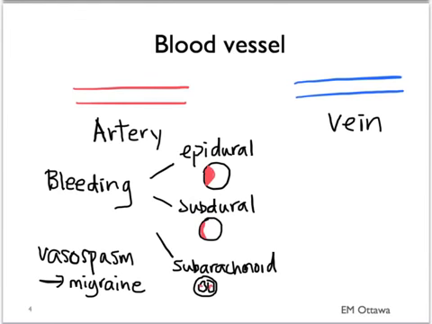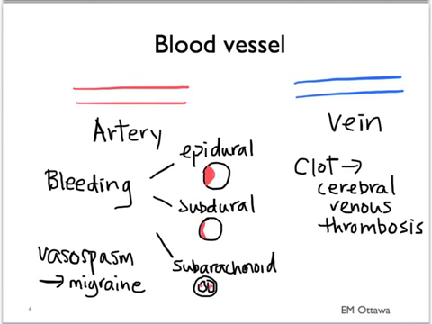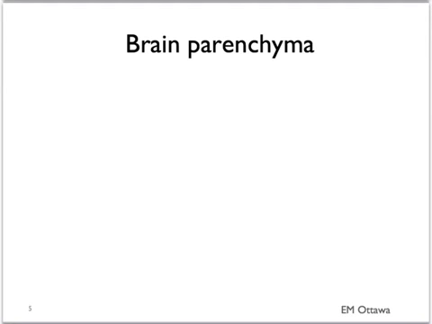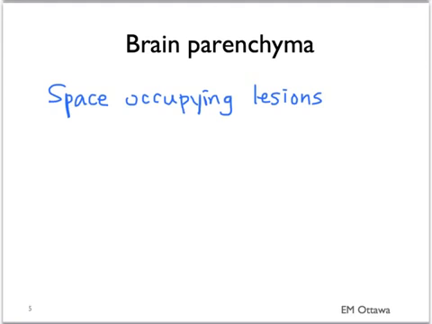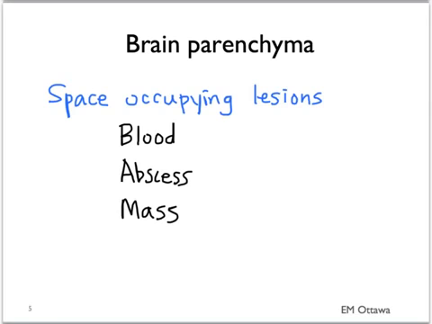Let's move on to the veins. What can the veins do? It can clot, also known as cerebrovenous thrombosis. Let's move on to the brain parenchyma. Any space-occupying lesion in the brain parenchyma can lead to headache. They include blood, abscess, or mass.